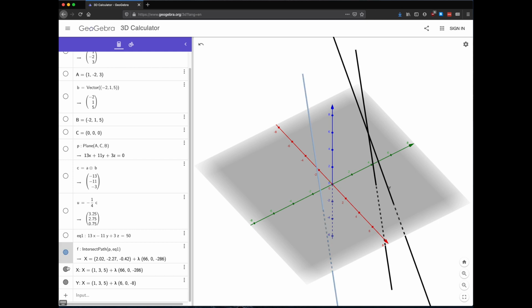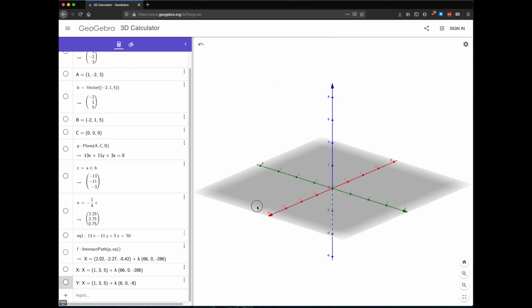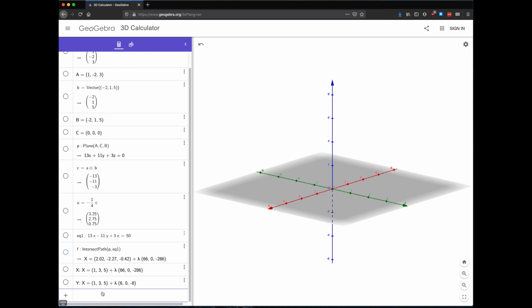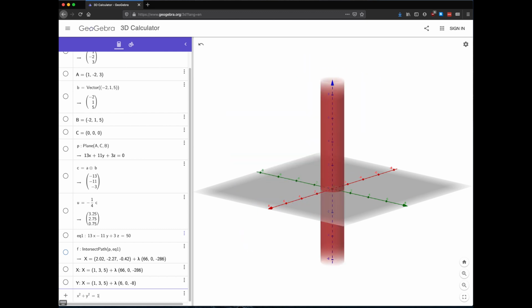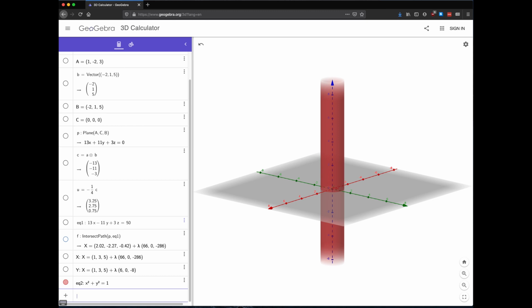The last thing I wanted to talk about was some surfaces. Let's reset X, Y, Z, and let's talk about some surfaces. So, the first thing we talked about was some cylinders. Like, for instance, z, x squared plus y squared equals 1. So there's your cylinder.